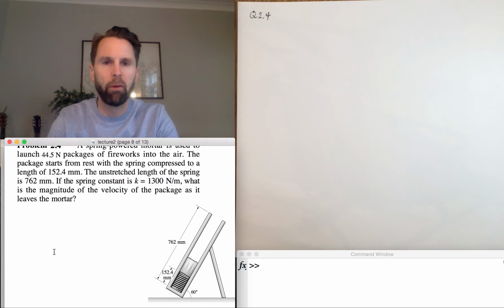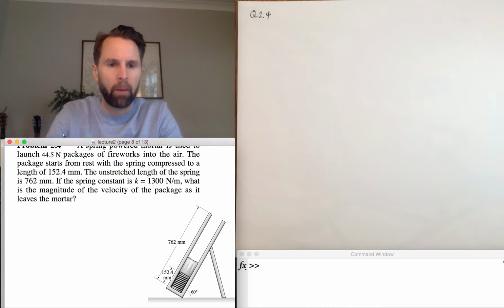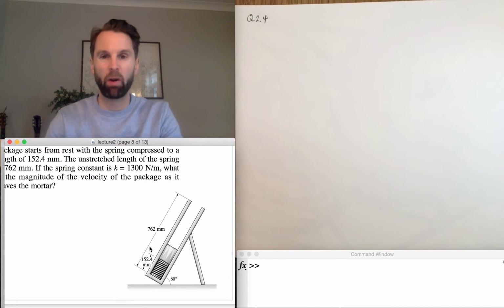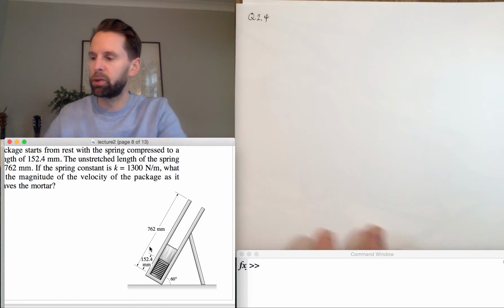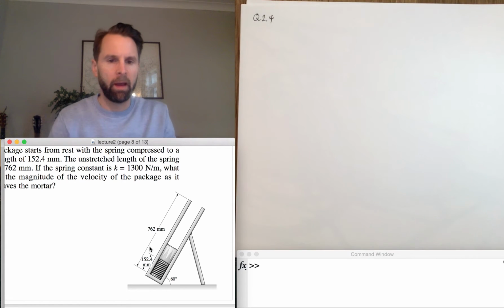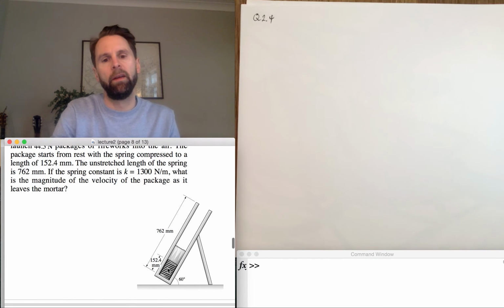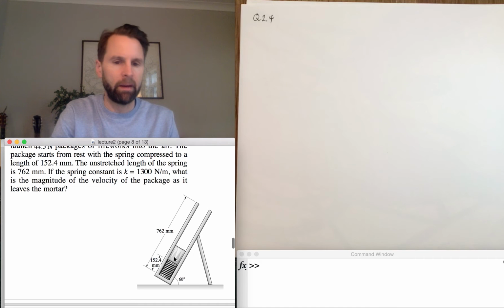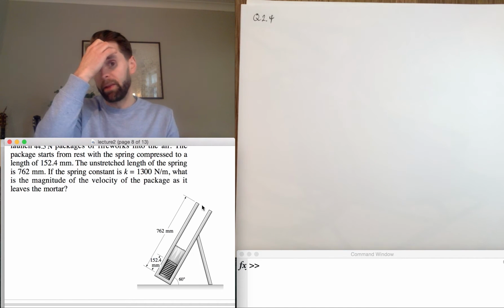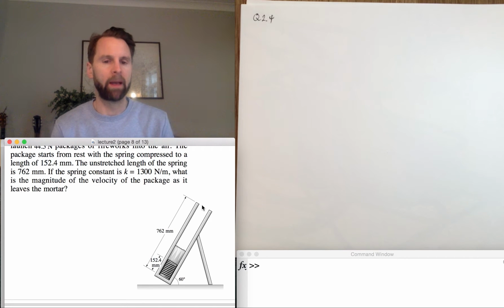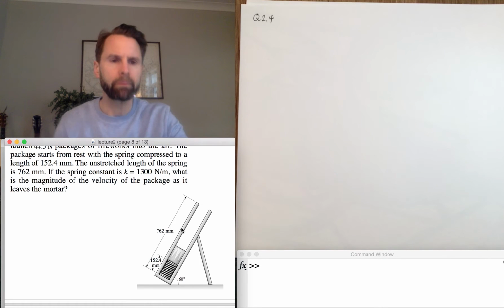Question 2.4 is a problem that involves a sort of rocket launcher, essentially a launcher of fireworks. That's the package of fireworks, and you've got a big spring, and then it gets fired down the barrel. The question asks what is the speed of the package of fireworks once it leaves the barrel, and we're going to use energy methods to work that out.